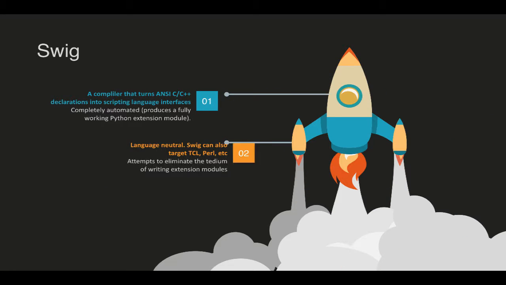So what exactly is Swig? It is basically a compiler that turns ANSI or C++ declarations into scripting language interfaces, completely automated, and it produces a fully working Python extension module. What languages is it confined to? It's actually language neutral. Swig can also target TCL, Perl, etc. It attempts to eliminate the tedium of writing extension modules for different languages.